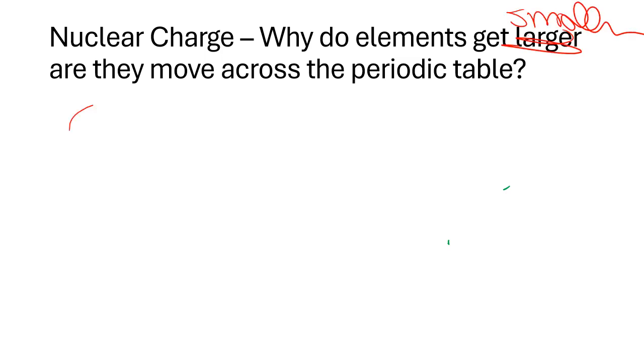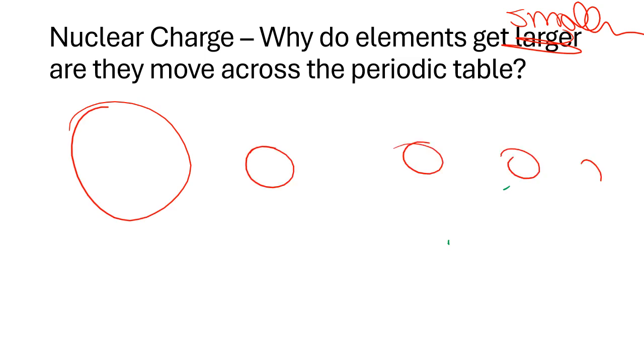So as we move across the periodic table, it gets smaller because there are more protons in the center. And that is the nuclear charge. That is the nucleus. And therefore, it gets smaller as we move across. More protons in the middle.